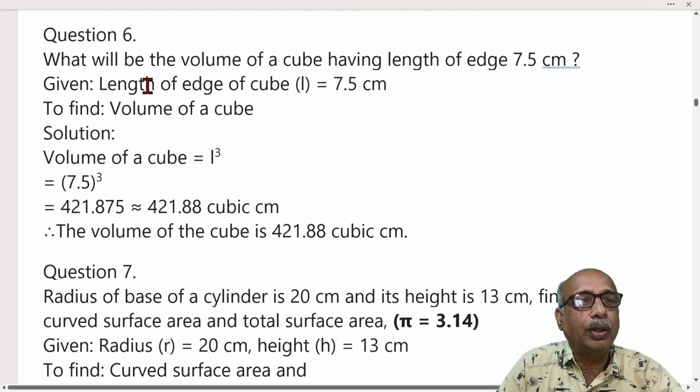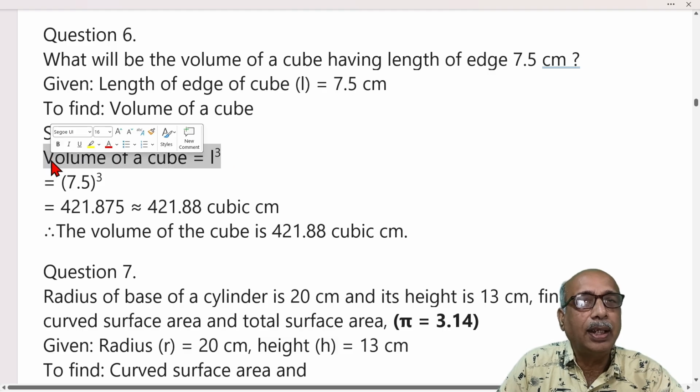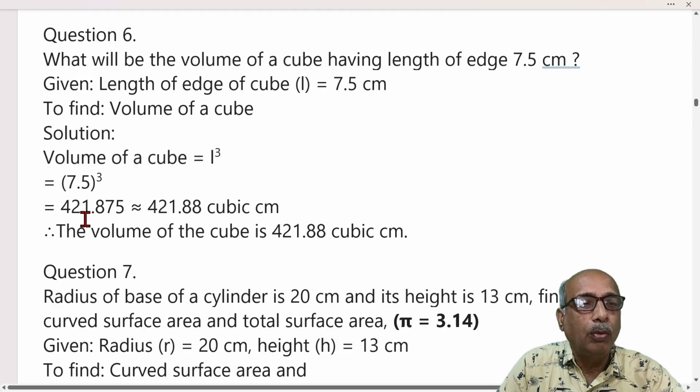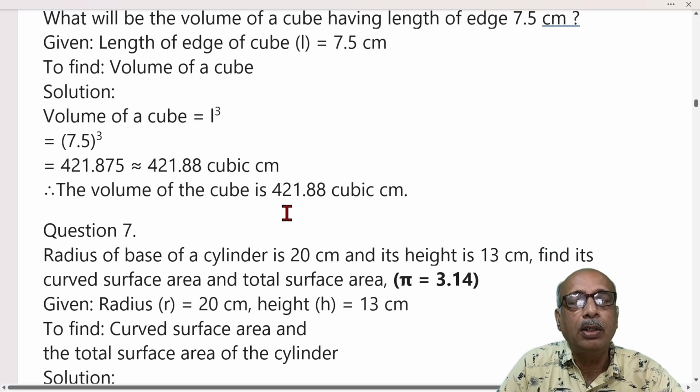Next question: what will be the volume of a cube having edge length 7.5 centimeter? Volume of cube is given as L cube. Therefore, 7.5 cube equals 421.875. Approximately it equals 421.88 cubic centimeter. Unit of volume is given in cubic centimeter. Therefore, the volume of the cube is 421.88 cubic centimeter.